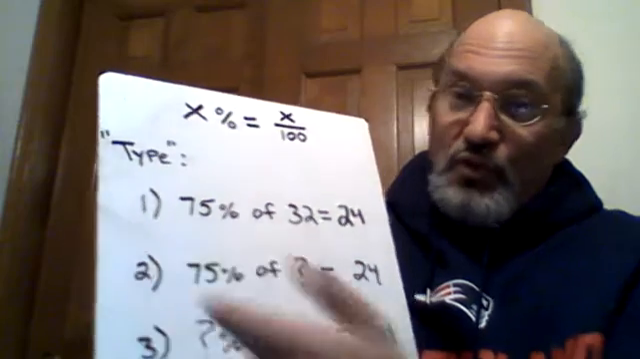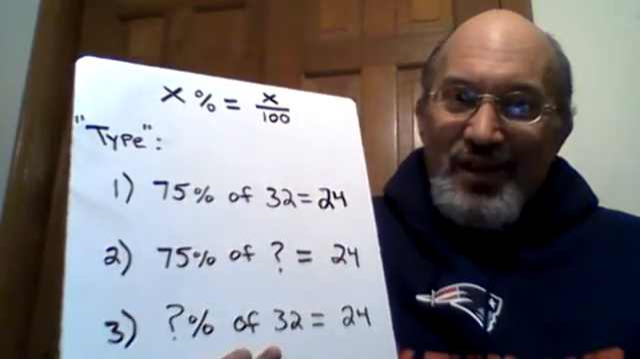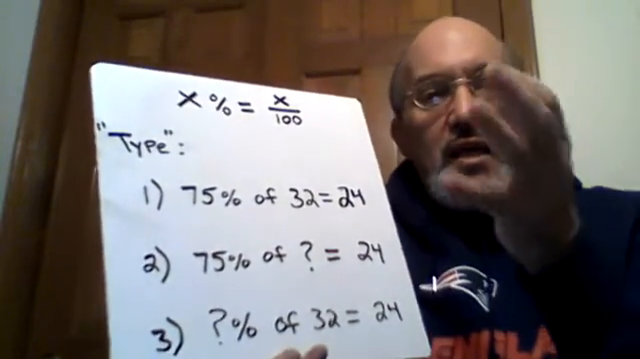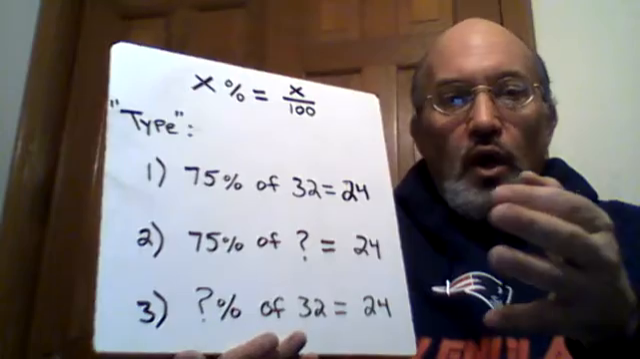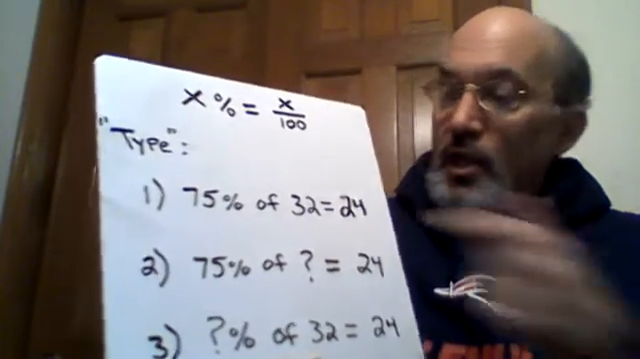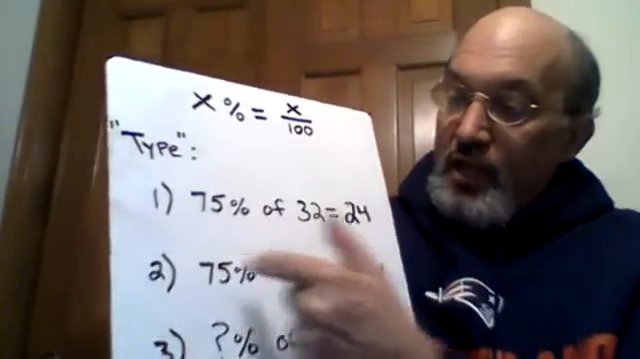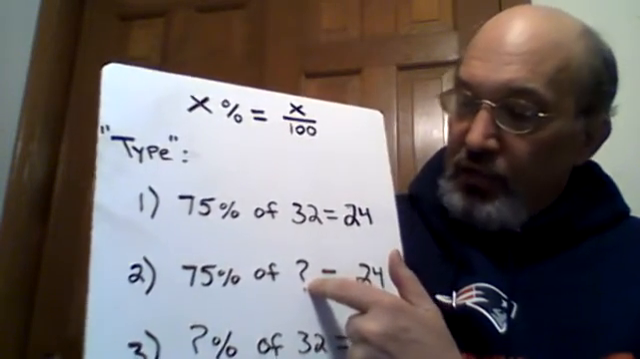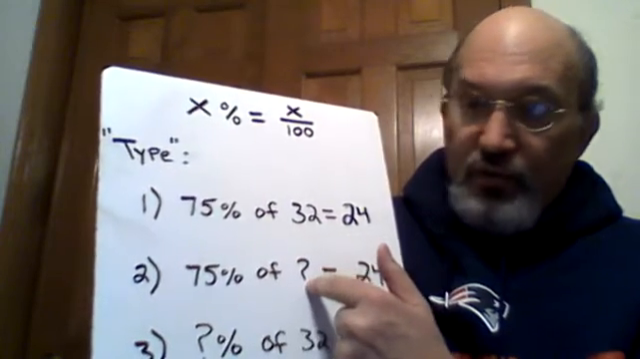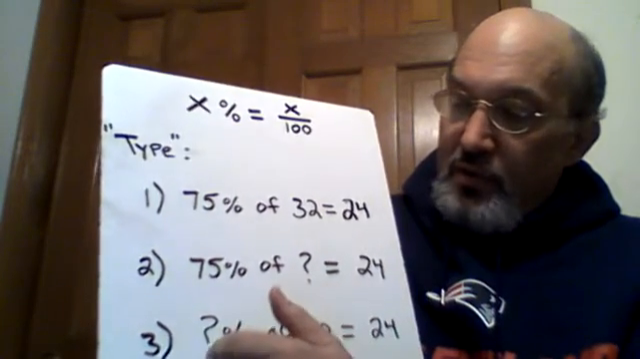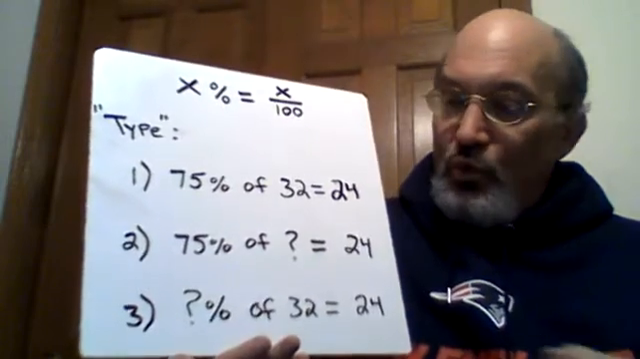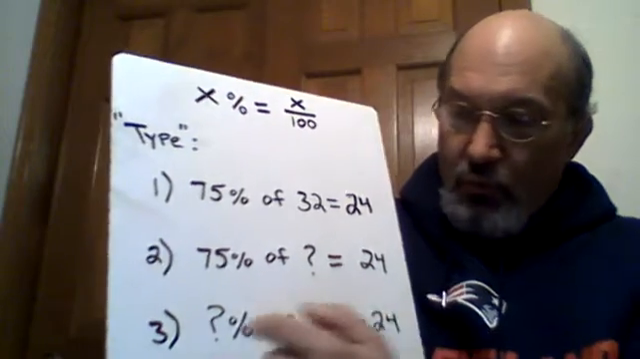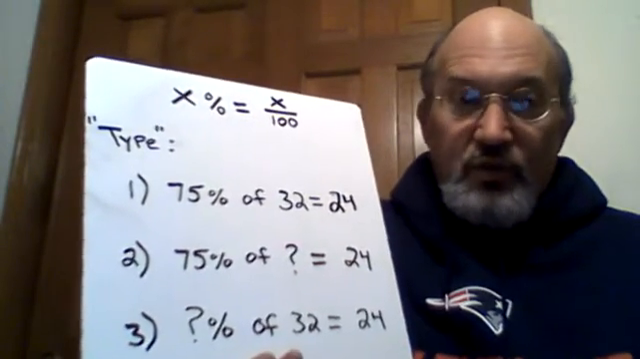Now, this is sort of a spoiler situation. All three of these problems involve the same three numbers, but the different types have one of the three numbers unknown. In type 1, it was the 24 that's unknown. In type 2, it's the 32, right? We know that this question mark is a 32. 75% of 32 is 24. And in type number 3, it's the percent that's unknown. We can read this as what percent of 32 is 24. And we know that the answer is 75%.